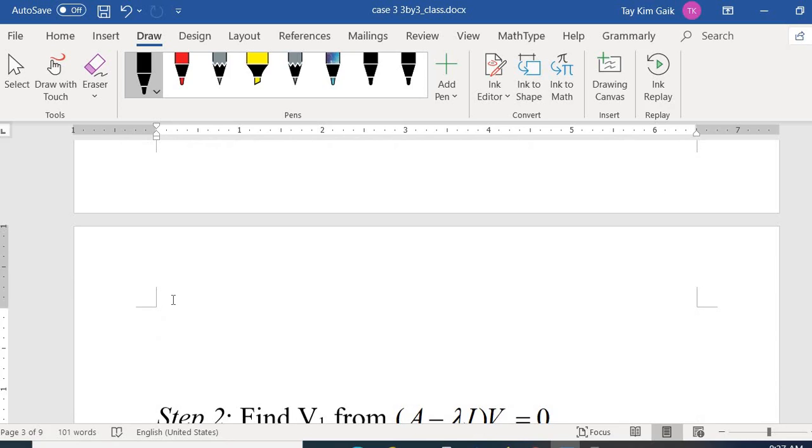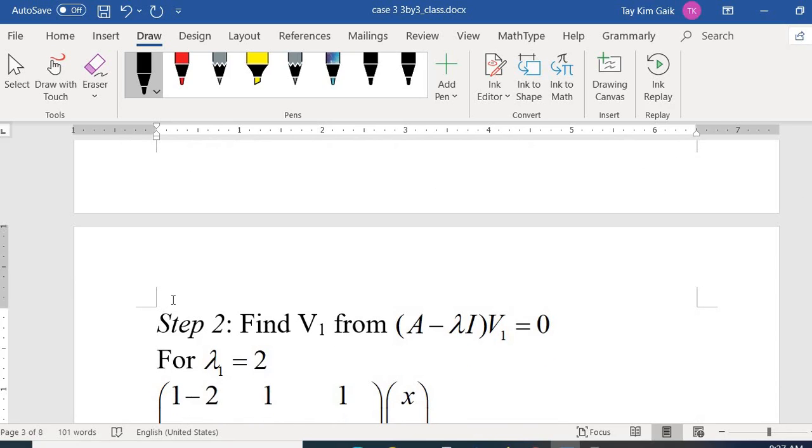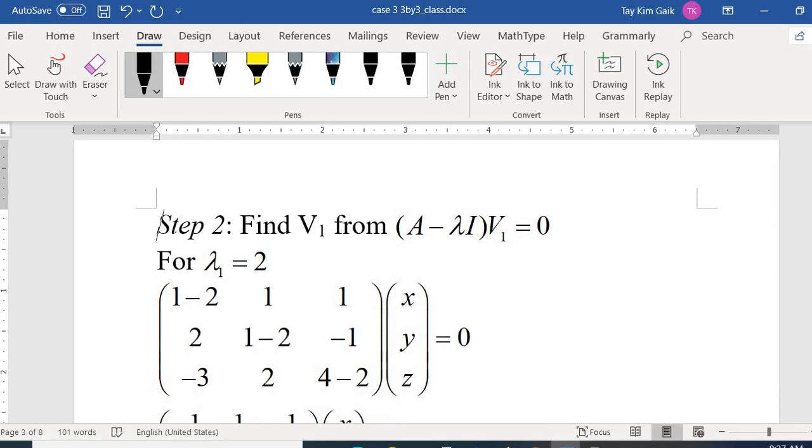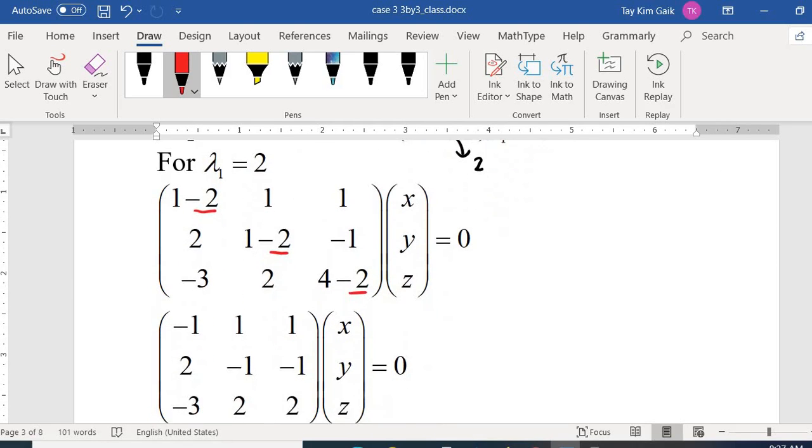So step 2, we already found 3 same eigenvalues. We are going to determine the first eigenvector v1 from (A minus lambda I) v1 equals 0. First, our lambda is actually 2. And remember, for A minus lambda I, as I said, you just subtract lambda at the diagonal. So originally this is A, and we subtract lambda 1, which is 2, at the main diagonal.